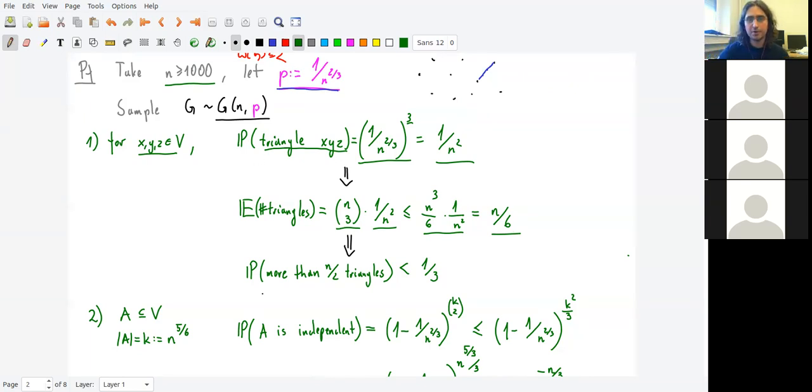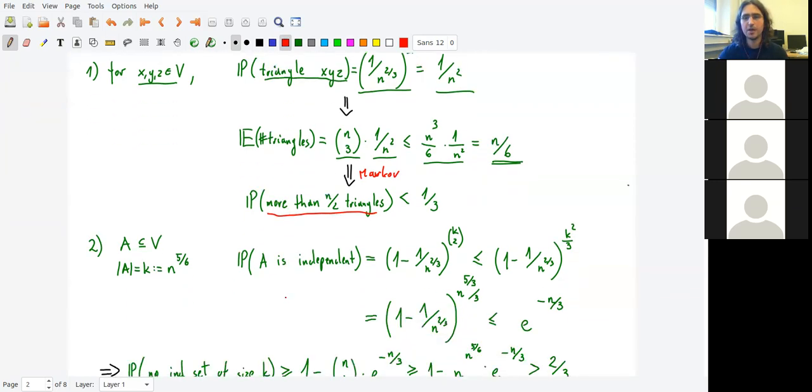Now you can apply Markov's inequality, because the expected number of triangles is n over 6. The probability that the number of triangles will exceed 3 times the expected value, so exceed n over 2, is upper bounded by 1 over 3. This is Markov's inequality. Good. So we already see that maybe our graph has triangles, but with high probability, it will contain only few triangles. And this is what we will use later.